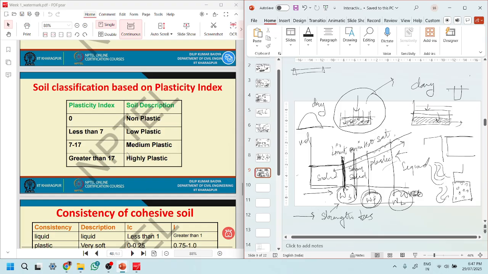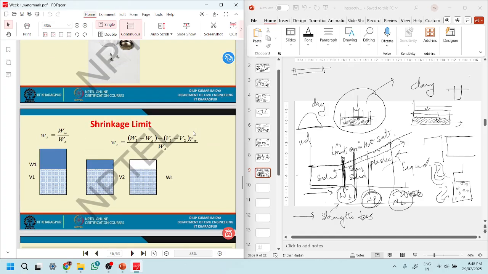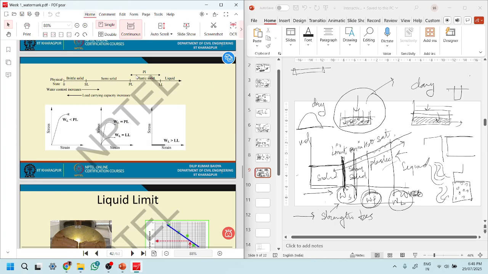Soil classification, first. Based on this plasticity index, which is liquid limit minus plastic limit, like this range. If the plastic limit was here, we will have a greater plasticity index. If the plastic limit was more towards the liquid side, we will have a smaller plasticity index. So a greater plasticity index will indicate that the soil is clayey. A smaller plasticity index will indicate that the soil is silty.